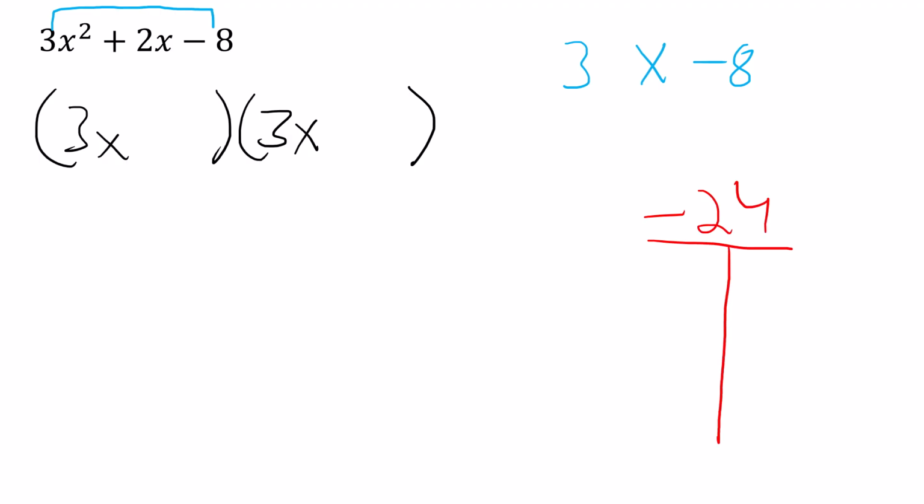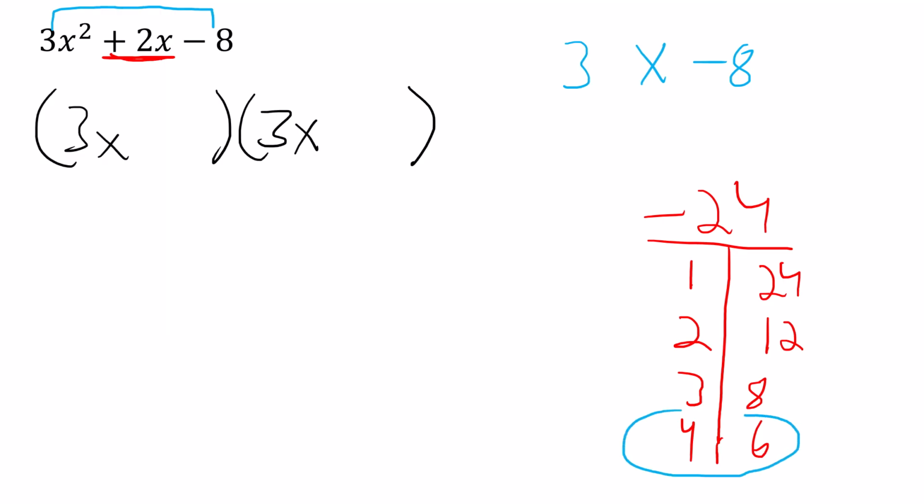So let's think of some factors of 24. We have 1 and 24, 2 and 12, 3 and 8, and 4 and 6. The reason that we're doing this is we're looking for two numbers that multiply to be negative 24, a times c, but add to be 2. So we need to multiply to be negative 24 and add to be positive 2. And the two numbers that will get us there are 4 and 6.